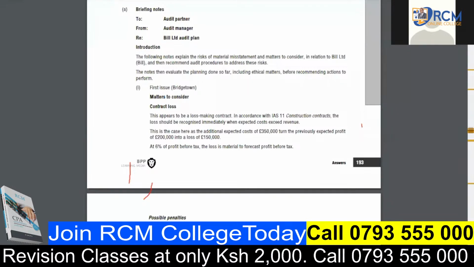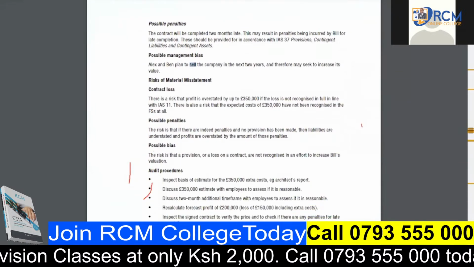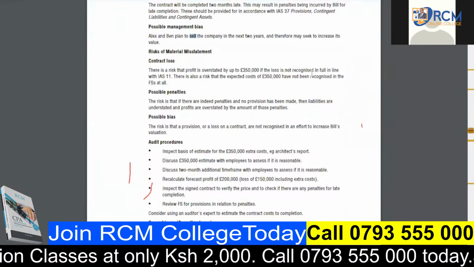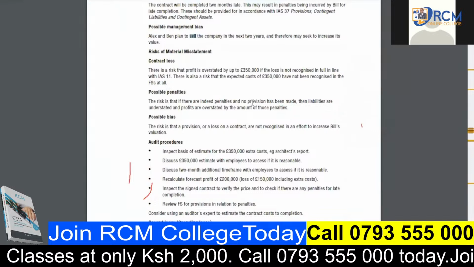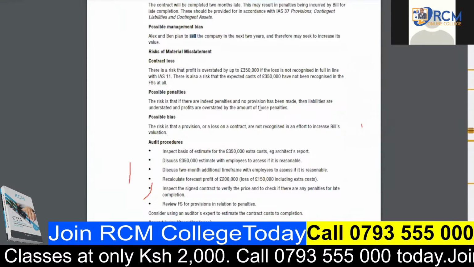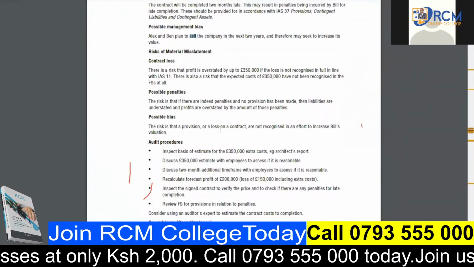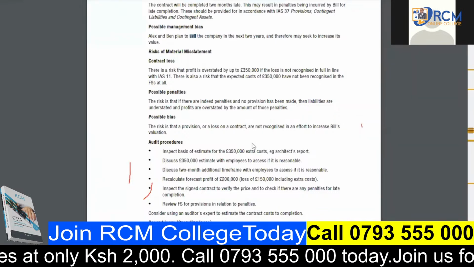Risk of material misstatement. We are told contract loss. There is a risk that the profit is overstated by this. Possible penalties: the risk is that if there are indeed penalties and no provision has been made, then liabilities are understated. Possible bias: the risk is that the provision or loss of a contract are not recognized in an effort to increase Bill's valuation.